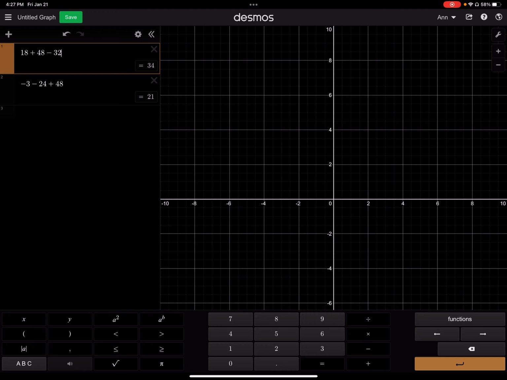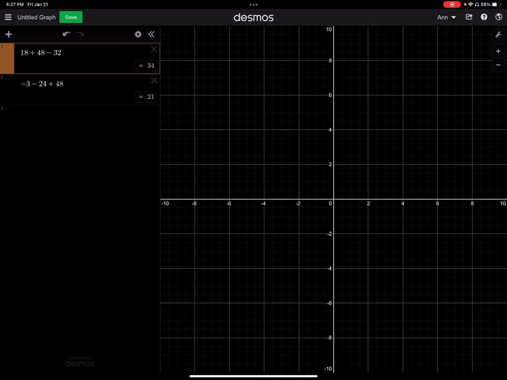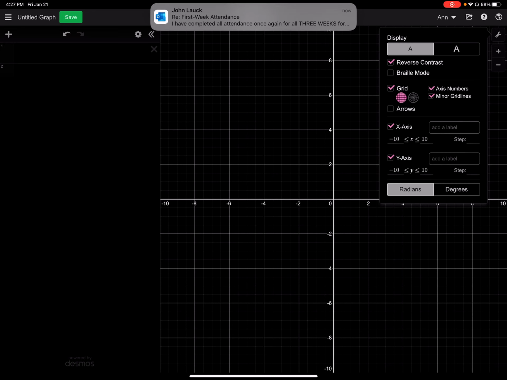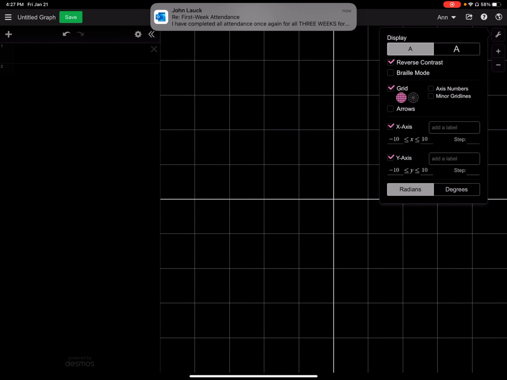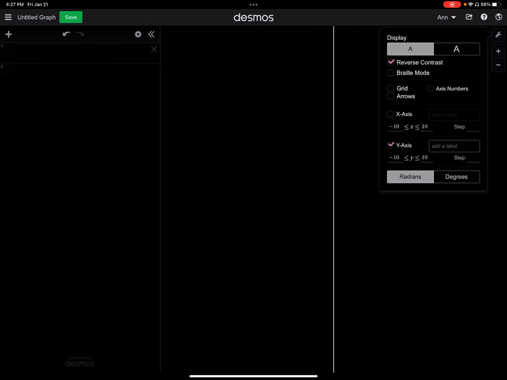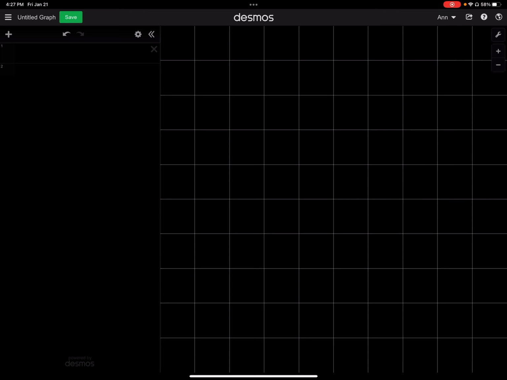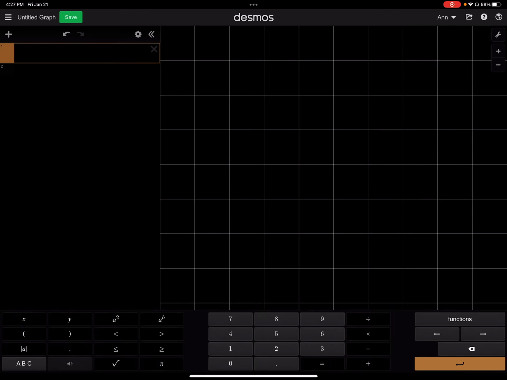And I don't really want us to worry too much about where these things cross the x-axis, so I'm going to turn off my axes so that we just have a blank grid, because I want us to not worry so much about the x and y axis at this point.